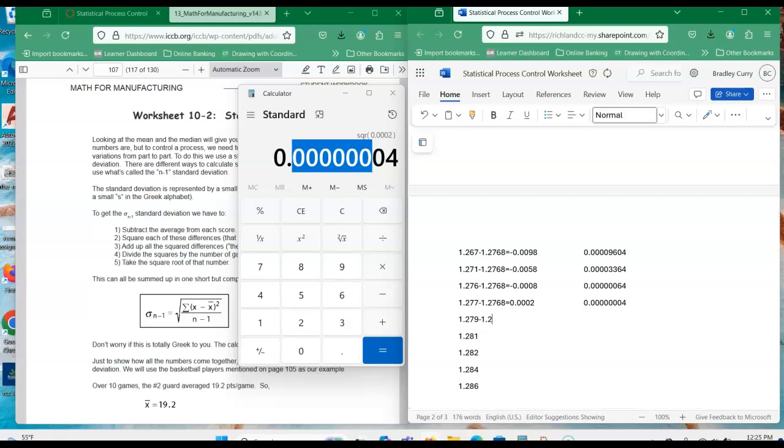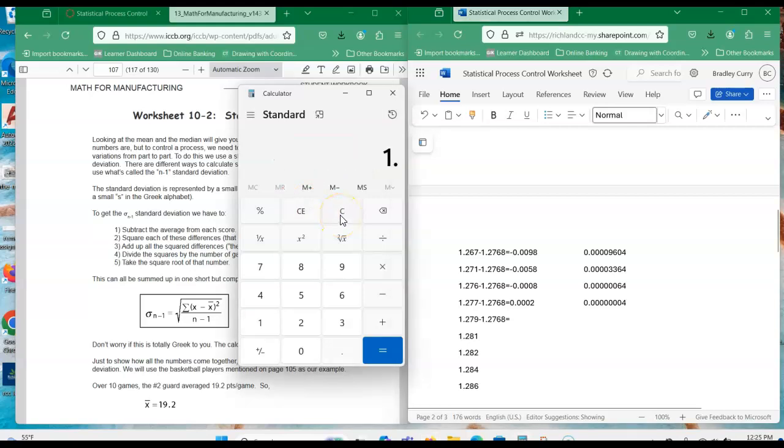1.279 minus 1.2768 equals, let's clear this out. 1.279 minus 1.2768. I know a lot of this is redundant, so it's just a matter of plugging numbers in. So let's go ahead and square that, and get that information where you need it. So 0.00000484 on this one.